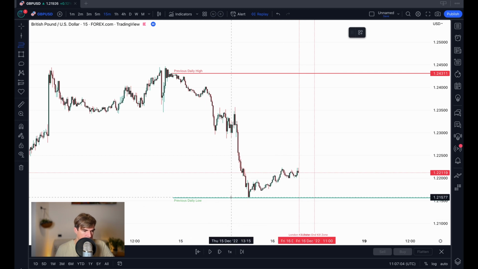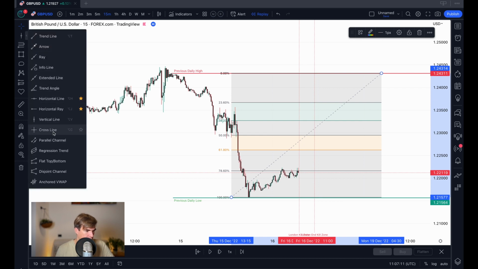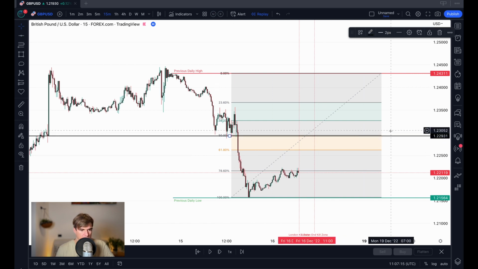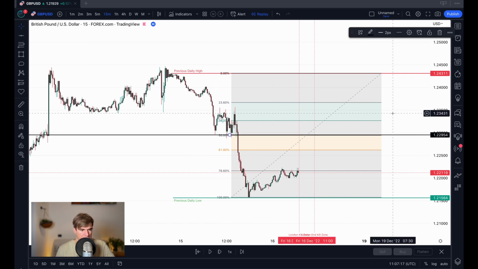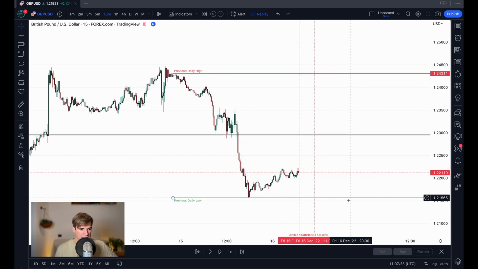And what I mean by equilibrium, ICT discusses this. If you put a fib line on there and you take the midline, above the midline, so 50% of the move, you have premium pricing, and below it, discounted pricing. If you're in a premium area, you're looking for shorts. If you're in a discounted area, you're looking for longs. So we were looking for longs.